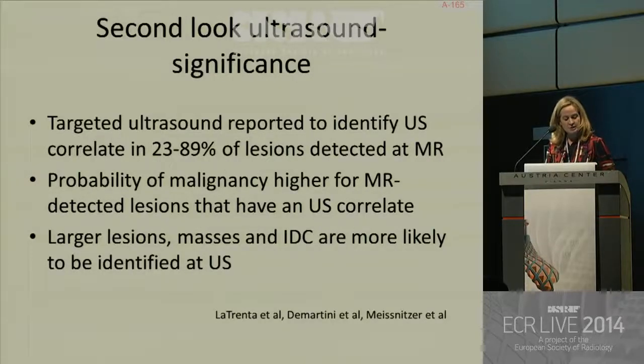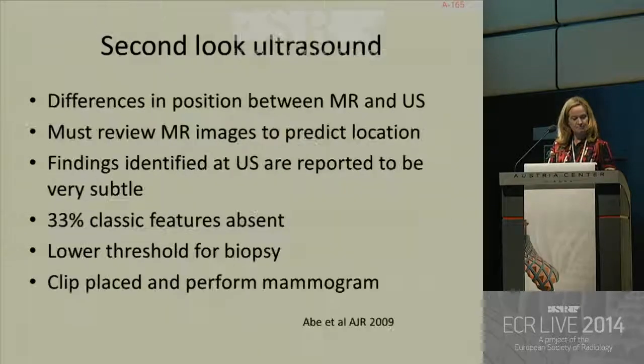And targeted ultrasound has been reported to identify an ultrasound correlate in between 23 to 89% of lesions detected at MR. The probability of malignancy is higher for MR-detected lesions that have an ultrasound correlate, and larger lesions, masses, and invasive ductal cancers are more likely to be identified at ultrasound than smaller lesions, non-mass-like enhancement, and invasive lobular cancers.